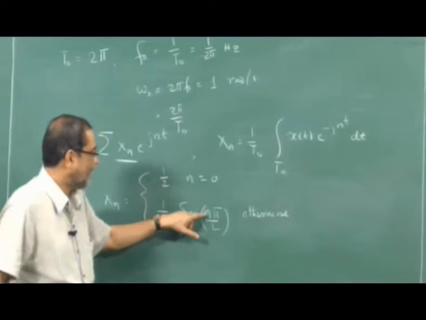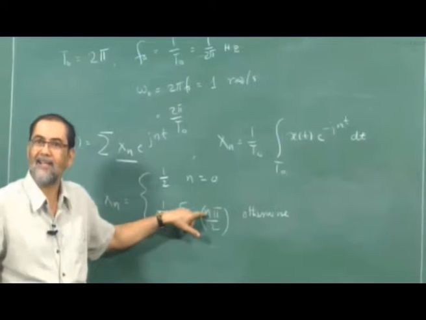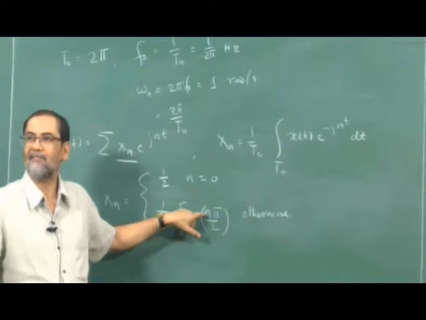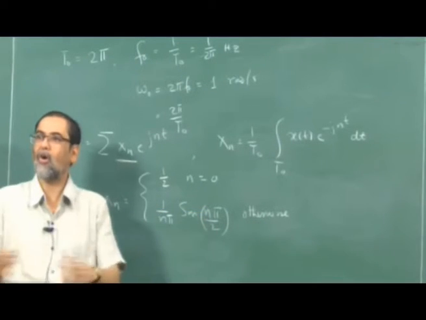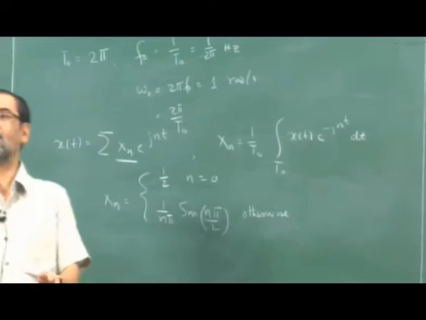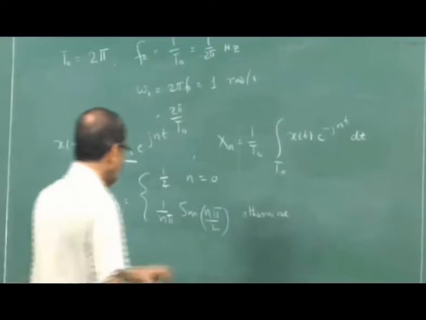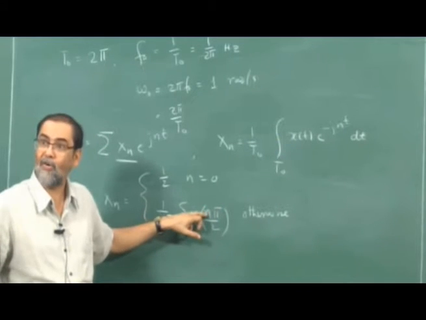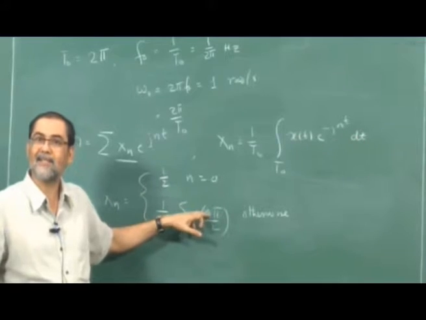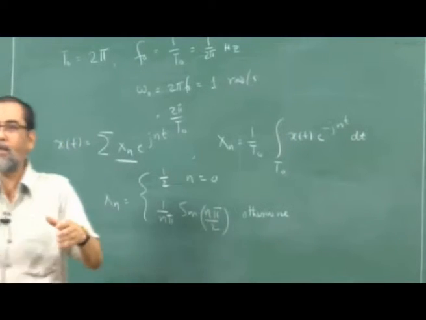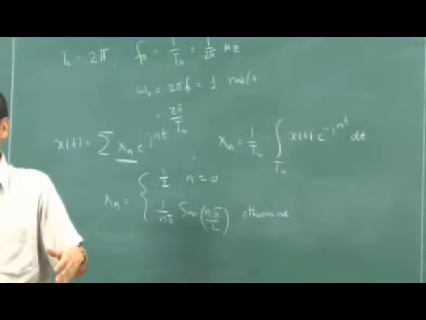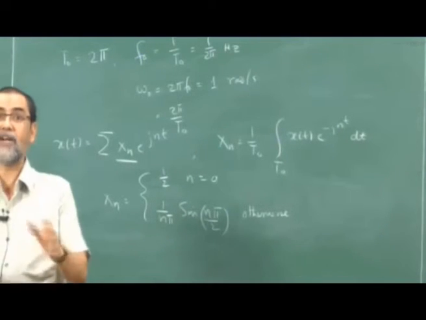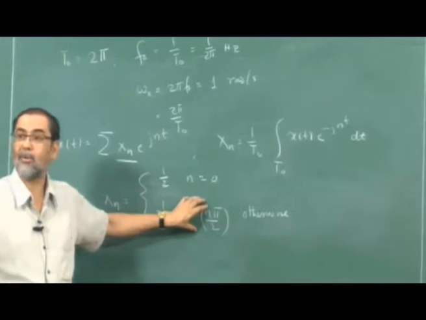If n is 3, sine 3 pi by 2 is minus 1. If n is 5, sine 5 pi by 2 is 1. So for all odd values the sine is nonzero. Now if n is even, n is 2, sine pi is 0, n is 4, sine 2 pi is 0, n is 6, sine 3 pi is 0. So for all even values of n, negative or positive, it doesn't matter, this goes to 0.